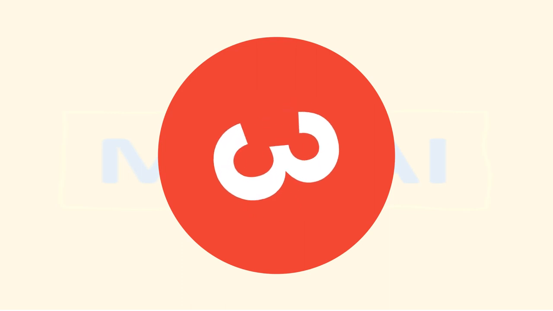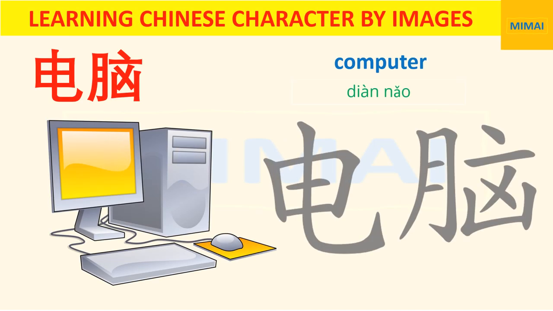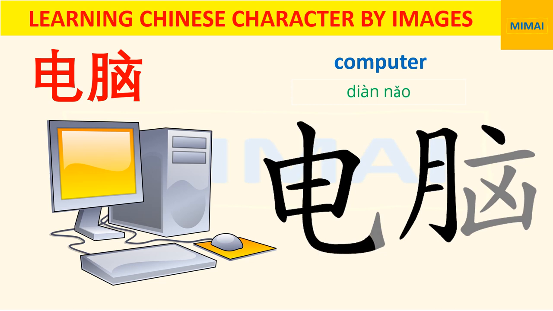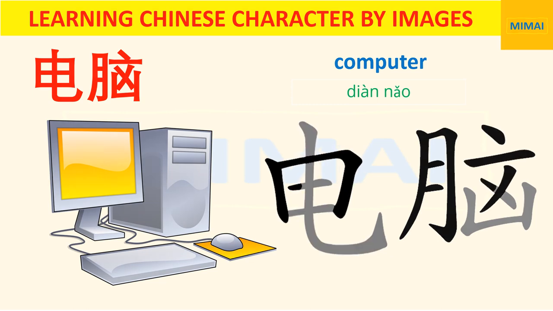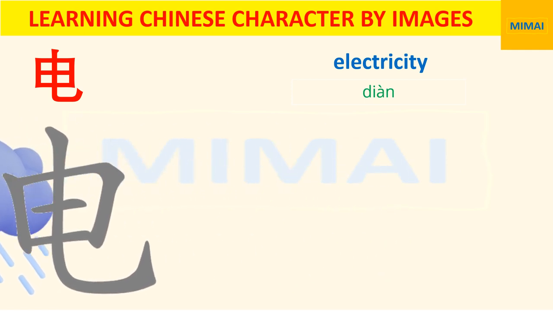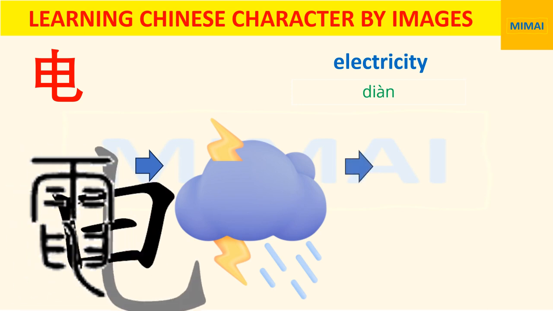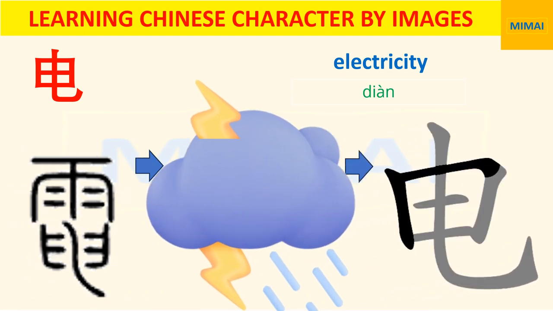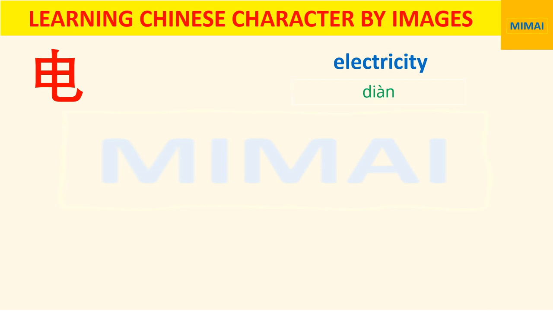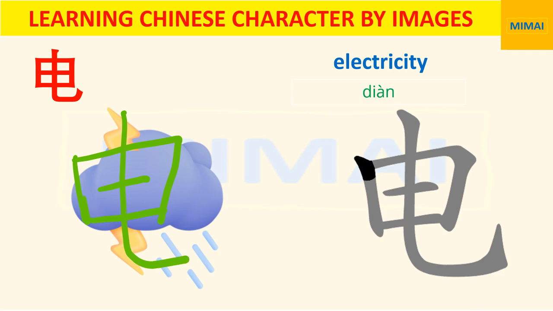Number 3. Computer. 电脑. Electricity. 电. This character looks like a cloud and thunder. It implies electricity. It is drawn with the square to represent the cloud. There is a thunder striking through that cloud.